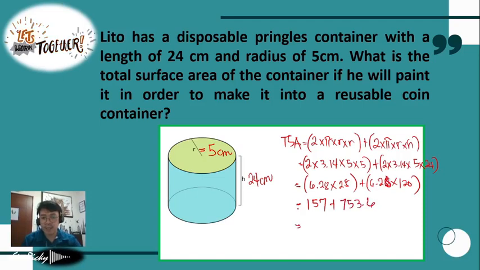753.6. Okay, if we add the area of the two circular bases to the area of the lateral face, we will get a total surface area of 910.6. What is the unit being used? It is square centimeter. So this will be the total surface area of the disposable Pringles container that Lito recycled into a reusable coin container.